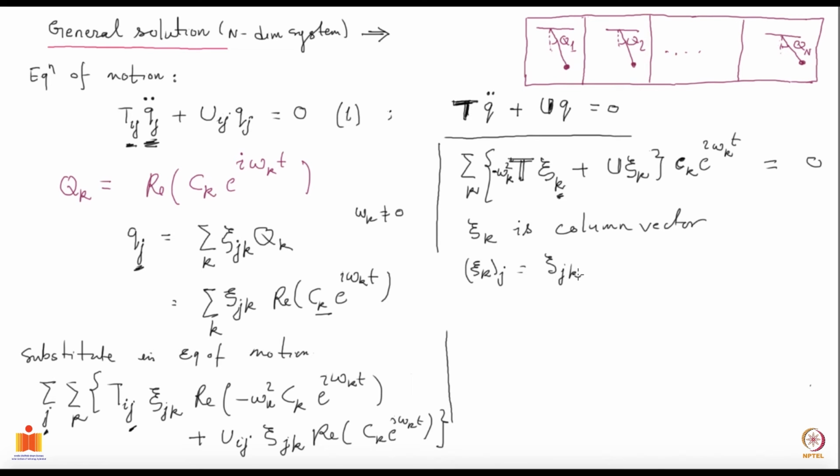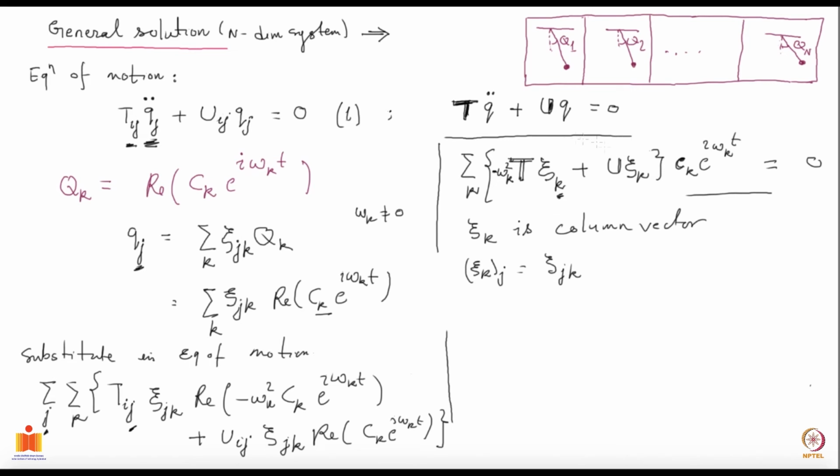And if you see this expression, we have a sum over k, and on the right-hand side you have 0, and each term corresponding to each k comes with a coefficient ck, which you control. Everything in these curly brackets is not controlled by you.